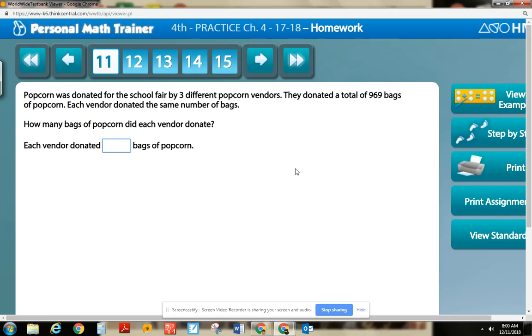Question 11, the last one for now, is another division problem, of course. And in this problem, we've got some popcorn vendors, and they want to find out how many bags of popcorn did each vendor donate. So this is a division problem. Make sure that you are accurate as you divide. Make sure that if you get stuck and something doesn't seem right, I want you to start that whole problem over again. All right, don't try to look back and figure out where you made a mistake. Just start over again. Make sure that you are accurate with your math facts. Make sure that you are lining up your place value, and you'll do very well.